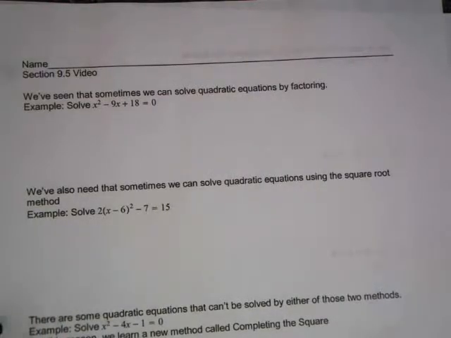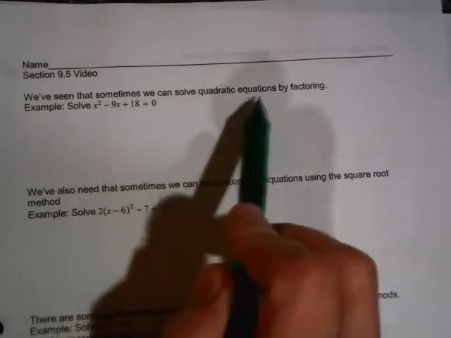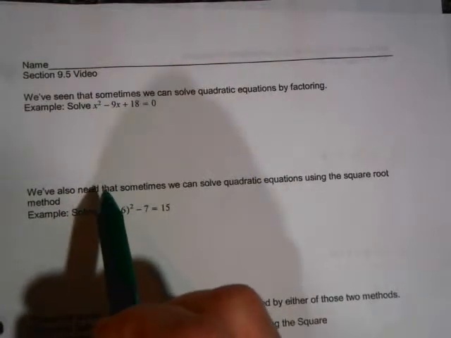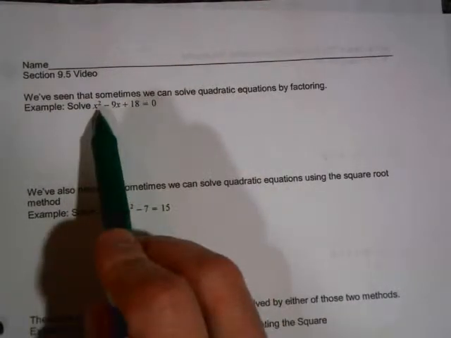Section 9.5, we're going to learn more about solving quadratic equations. What we've learned so far is that sometimes we can solve quadratic equations by factoring. In order to factor, you need to have your equation set up, and you need to have 0 on one side, and then hopefully the left-hand side factors. In this case it does.